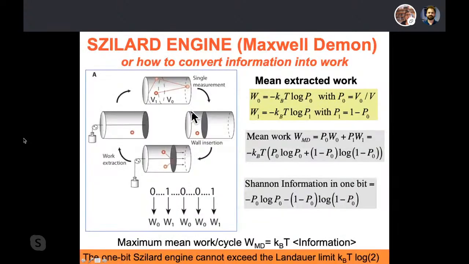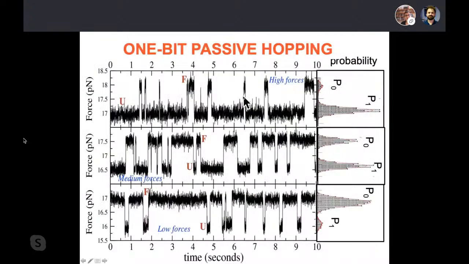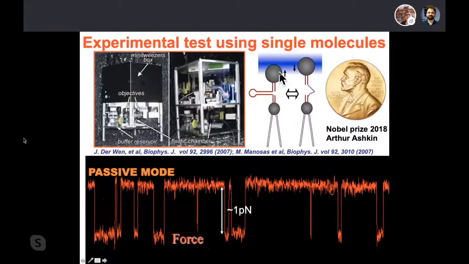In the SZILARD engine, you can parameterize the model by changing V0 relative to V1. So you can decide to make your wall here or there. You can partition the big volume V in two parts in any way you want. Here we can also partition the two states any way we want, just by moving the optical trap relative to the pipette upwards or downwards. We can just modify the average force acting on the bit.